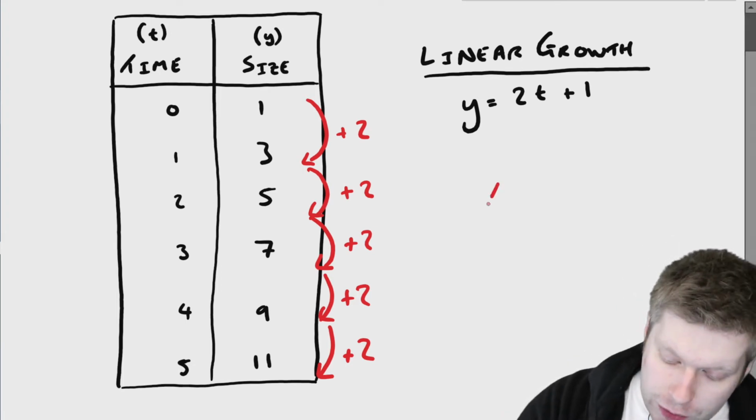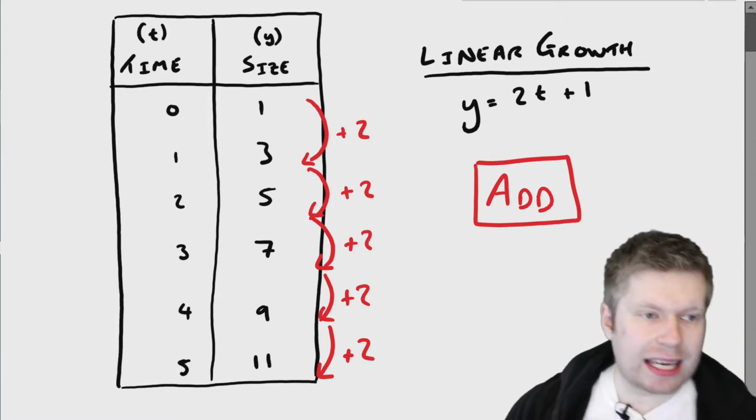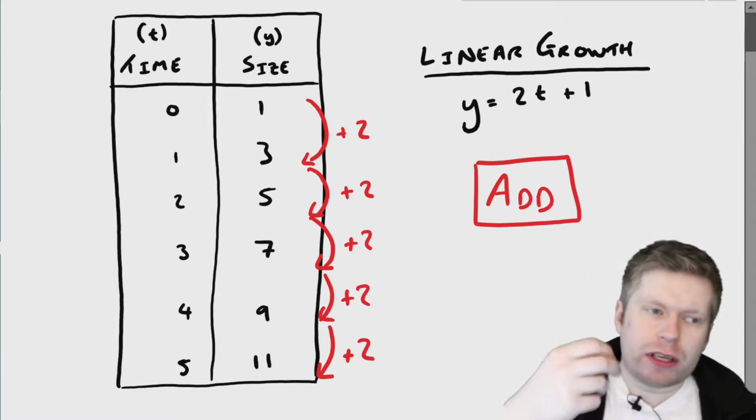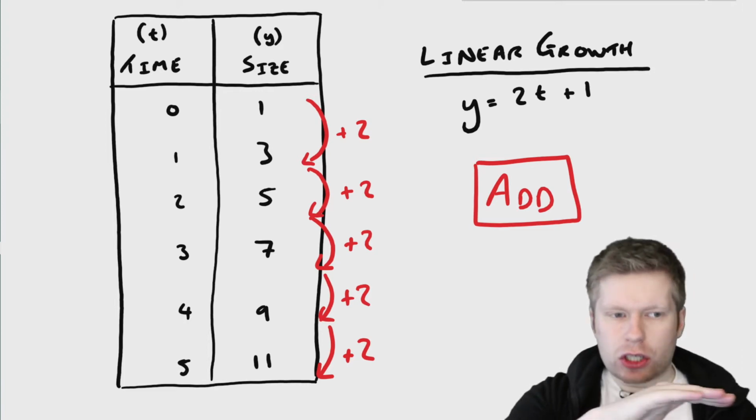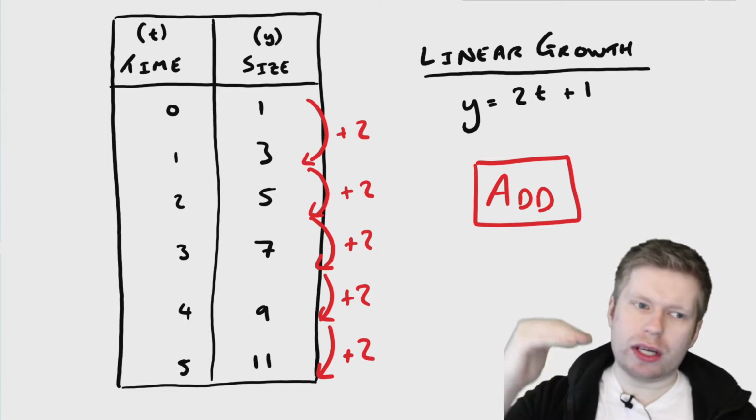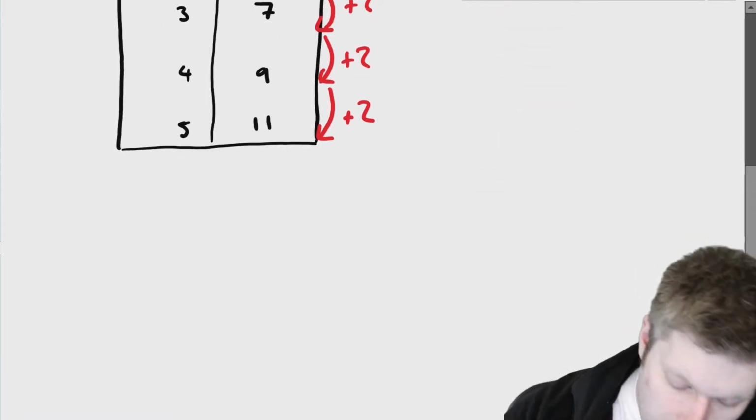So the rate of change, if you like, is constant. Now, that rate of change is effectively changing by adding. So I'm effectively adding some particular value every single year. So that's linear growth. It's a simple type of growth. It's fairly constant growth in that it's increasing by the same amount every single time period. All right, let's look at another type of growth then.